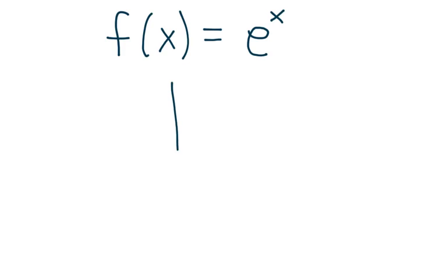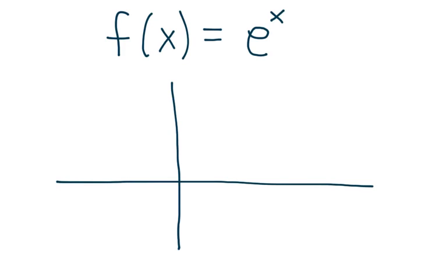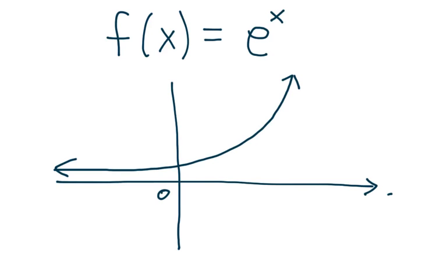So its graph would look something like this. Here's 0, the x-axis, here's the y-axis. So basically we have the graph of e to the x, and the vertical intercept as before is 1. We have y equals 0 as the horizontal asymptote, and so on and so forth. So it's really just a special case of the exponential function where the base is greater than 1.